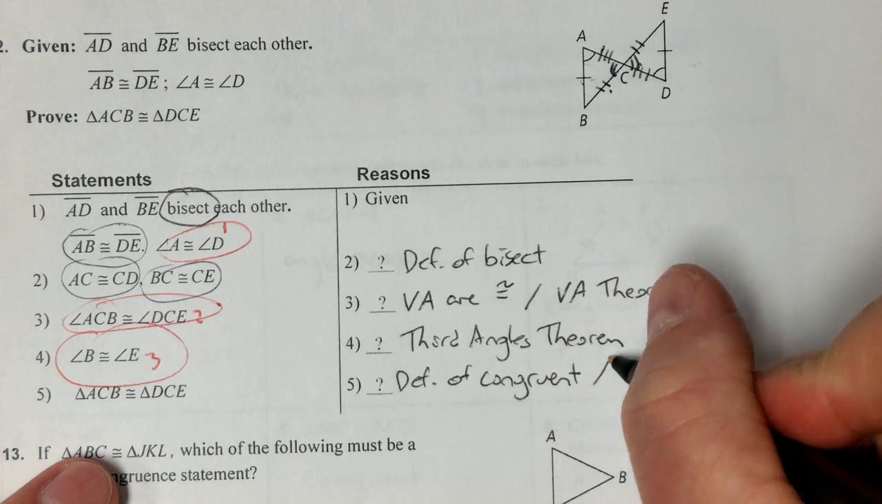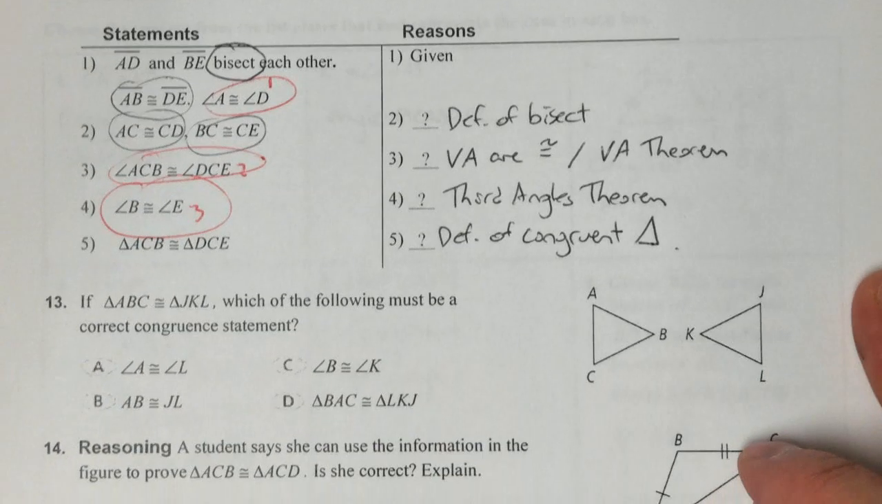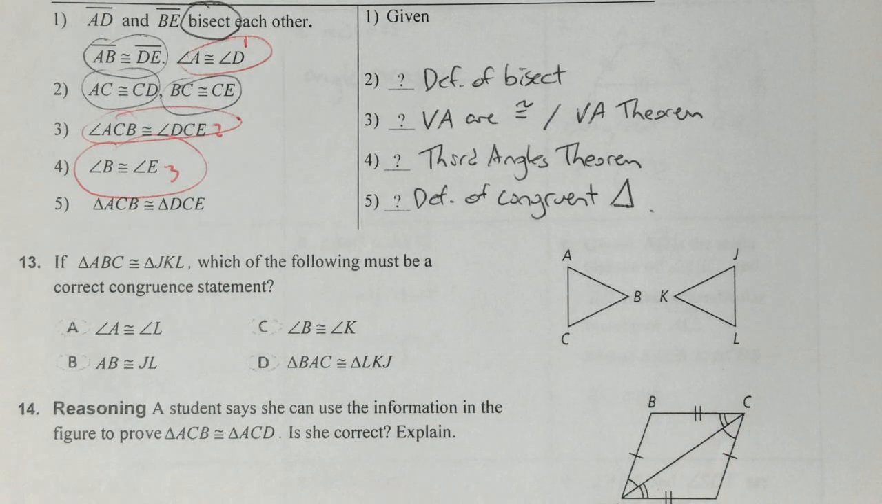Definition of congruent triangles. I'm just going to put the symbol. If you'd rather write it out, that's fine. Any questions about that proof?